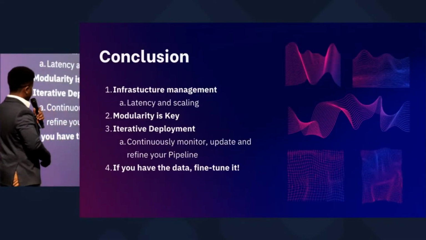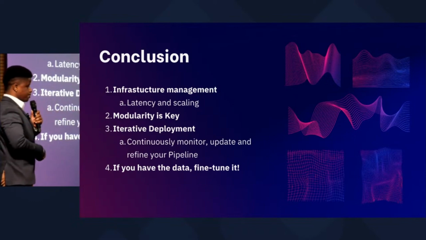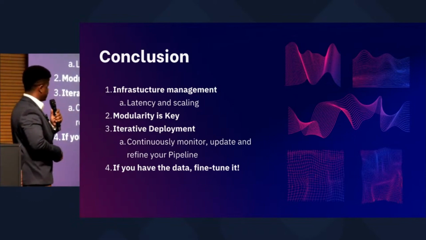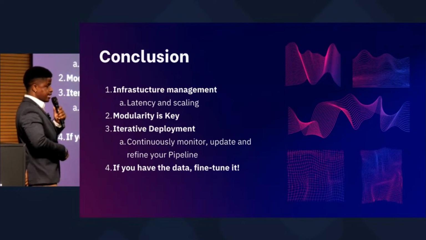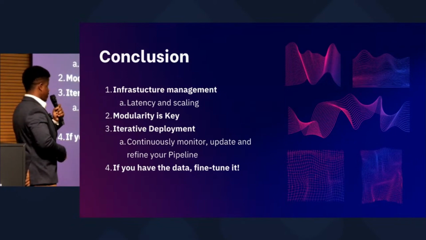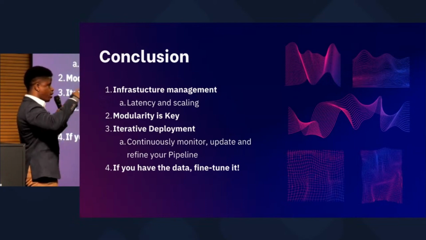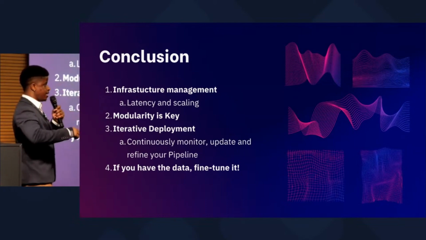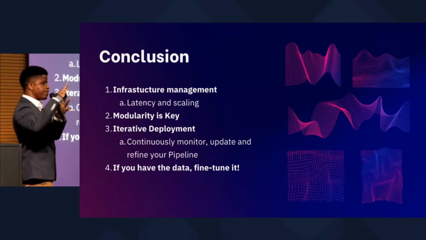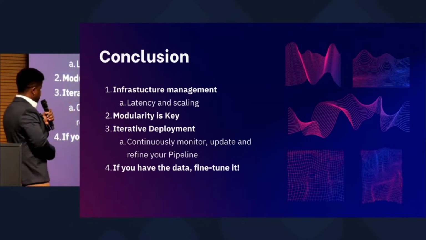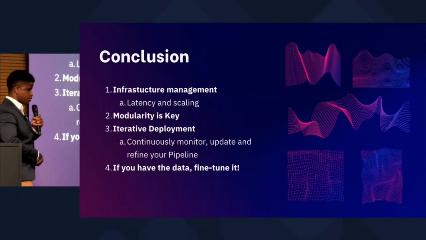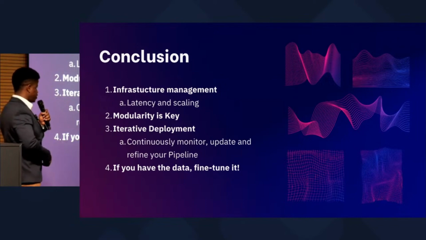4 things to think about. Finally, infrastructure management. If you are using SaaS, it's better. You don't have to think about scaling and latency. You can put that load on the infrastructure company. Then modularity is key. Any parts that you saw in the pipelines I demonstrated today could be swapped out, or you could create your own hybrid infrastructure or hybrid pipeline. Finally, iterative deployment. Make sure that you are continuously improving your application, and if you have the data, fine-tune it.